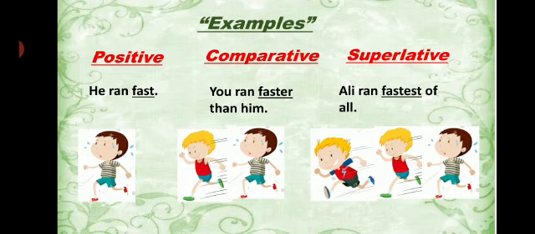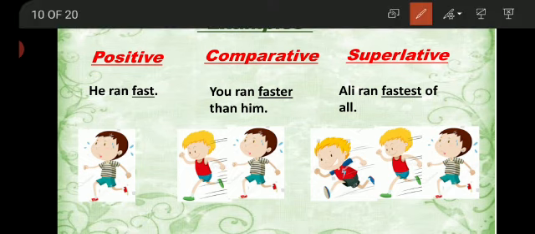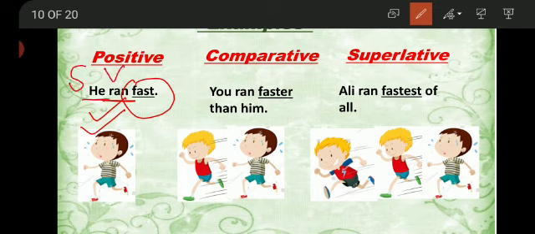Now there are some examples for your better understanding. Positive: He ran fast. Now here we are considering only one person, and we are just describing the action. So here the action is ran. It is a verb. He is the subject, and fast is an adverb. Or you may say he ran fast. It is the positive degree of the adverb.